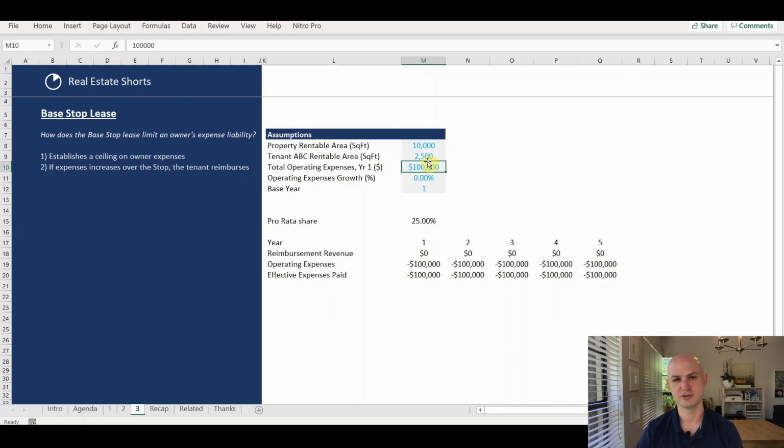So again, just one more time for posterity, keep in mind proportionate share is going to be important. So if this tenant, just for simplicity, occupies 100% of the building and operating expenses are scheduled to increase 3% a year, the tenant is going to be responsible for repaying the landlord the increase, and only the increase, over the base year's operating expense.